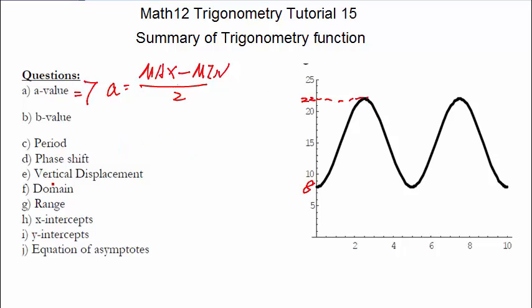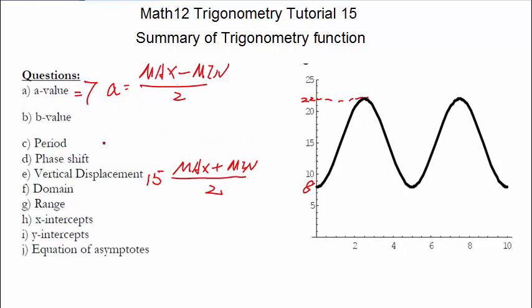Let's see the vertical displacement, which is the D value. D equals the maximum plus the minimum divided by 2, which is 22 plus 8 equals 30, divided by 2 equals 15. So A equals 7 and D equals 15. The maximum is 22, and 22 minus D, which is 15, equals 7. See, this is the relationship between A and D. Make sense? All right, so let's erase that part. So we got A and D here.